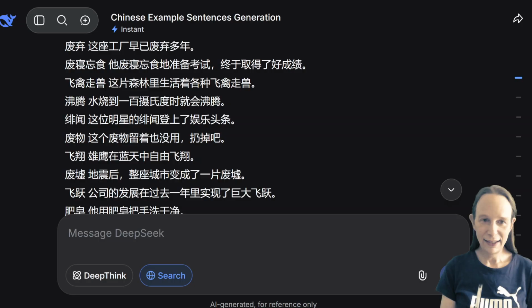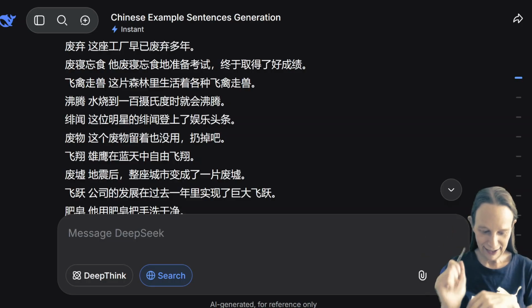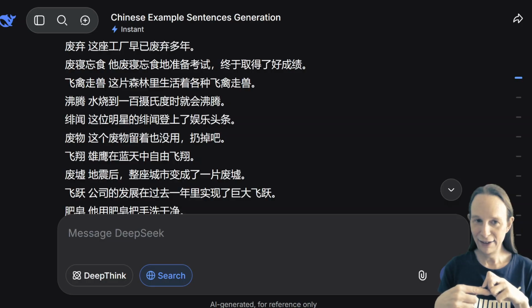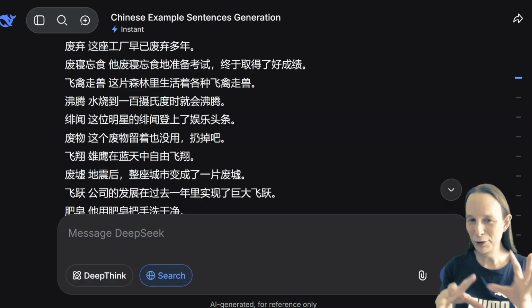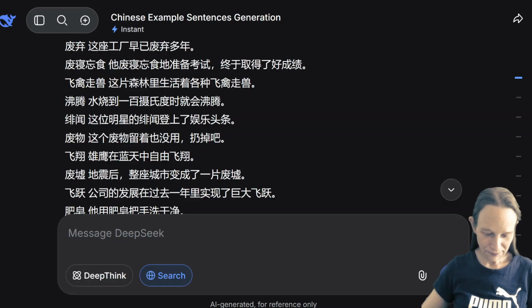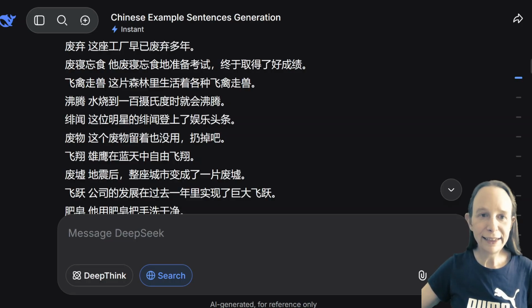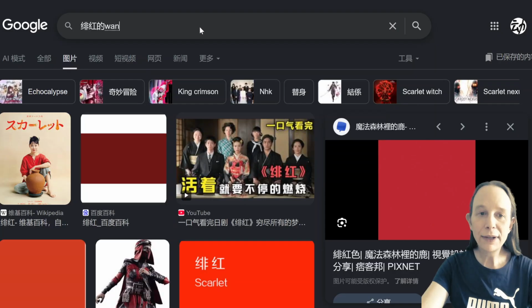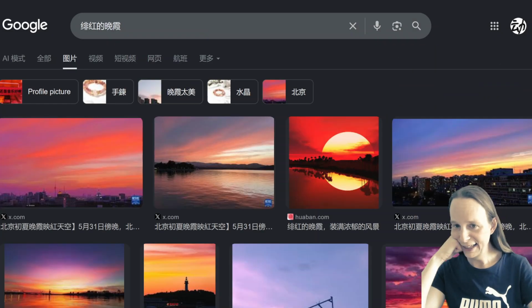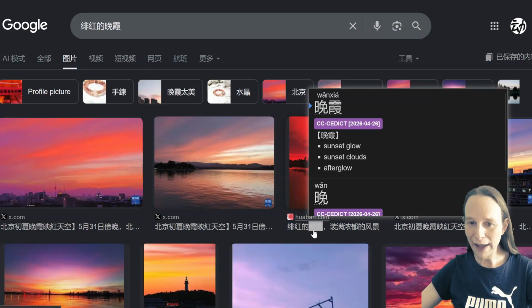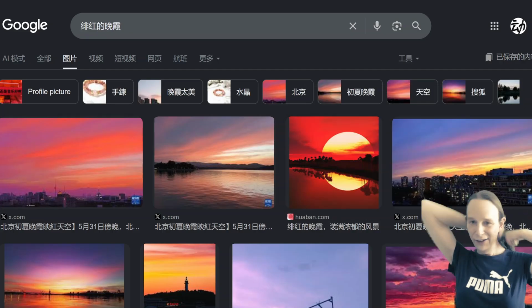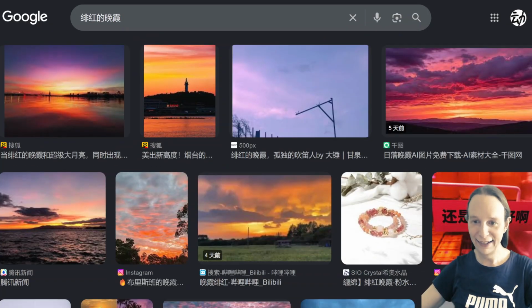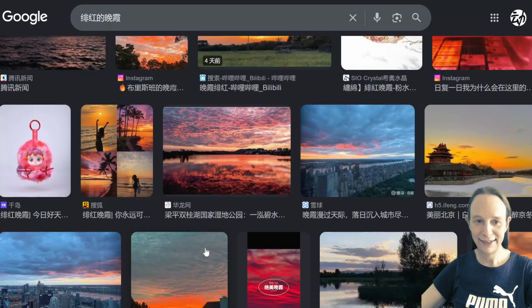All right. So 绯闻 is a sex scandal, but literally scarlet news. Yeah. The dictionary gives this one. 绯红的晚霞, is it 晚霞? So this is a sunset. 绯红的晚霞, 晚霞, sunset glow. Yeah. 绯红的晚霞. All right.